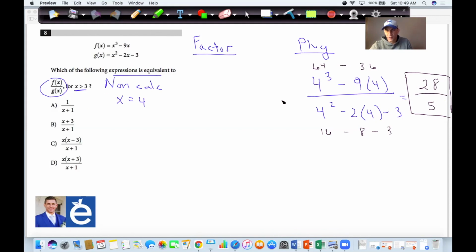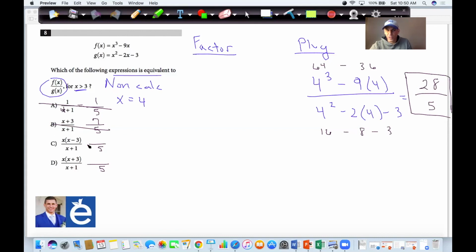Once again, if I plug in 4 here, this is 5, okay? My denominator is 5. You see what I'm doing, right? This is not 28 over 5. This is 1 over 5. So that's gone. This also is going to be 7 over 5, right? Not 8 over 5. So this is going to be gone. Well, that one's not going to work.